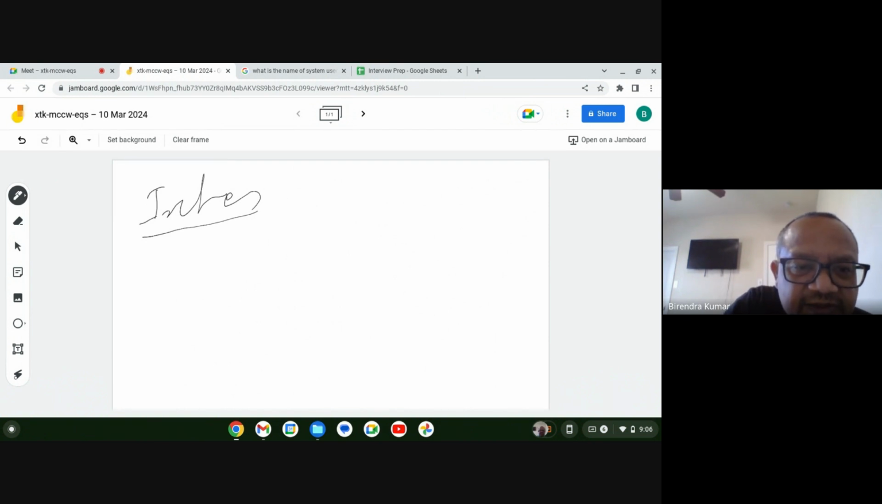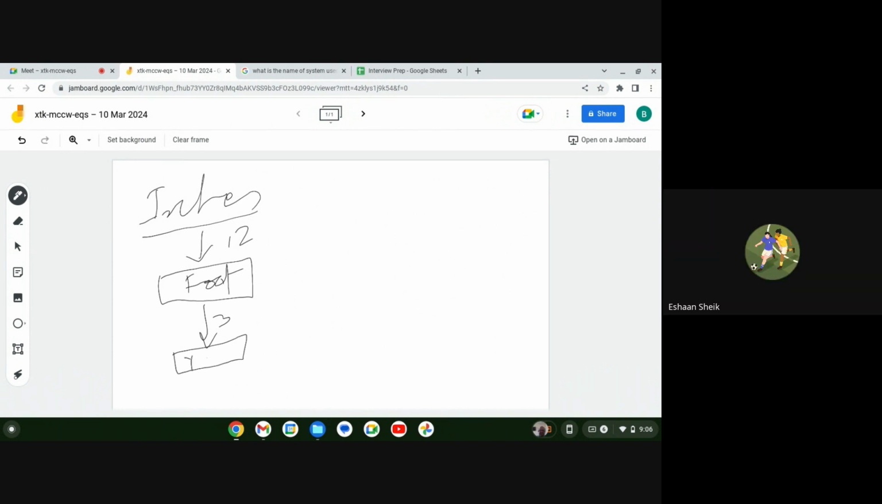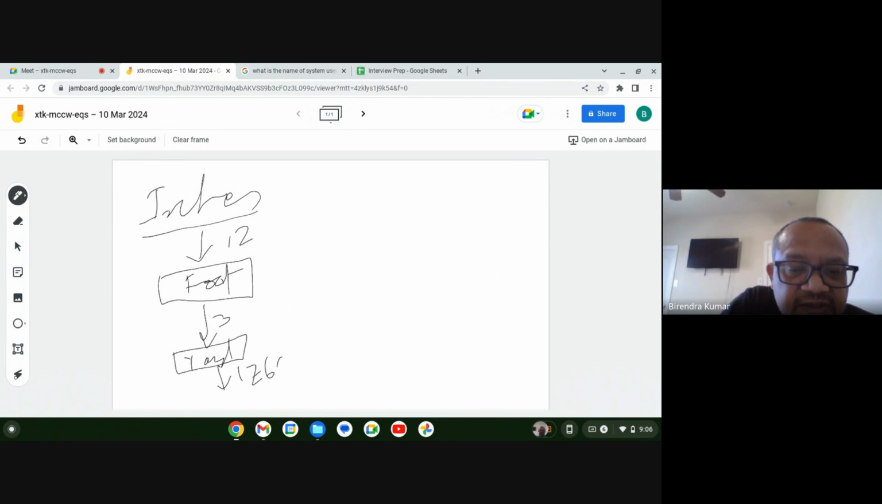12 inches makes 1 foot. Now, 3 foot makes 1 yard. 1760 yards makes 1 mile. Okay. Now you're asking how many inches we have in a mile? It's a good question. Let's do it.